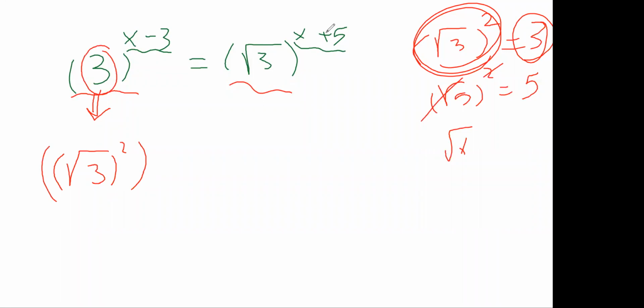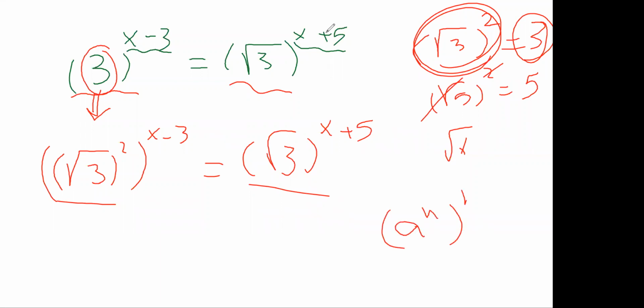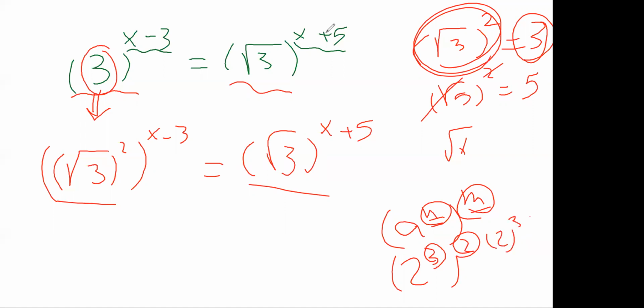Don't forget, all power x minus 3 equals root 3 power x plus 5. Now, are the bases equal? Yes, but if I have a power n, power m, a power and another power, what do I do with the two powers? If it is 2 power 3 all power 2, remember last time we said I will multiply. So if I have a number power something all power another number, I multiply the two numbers.